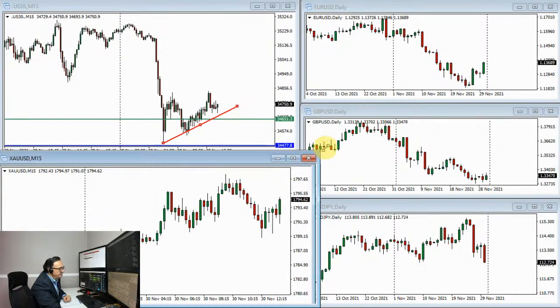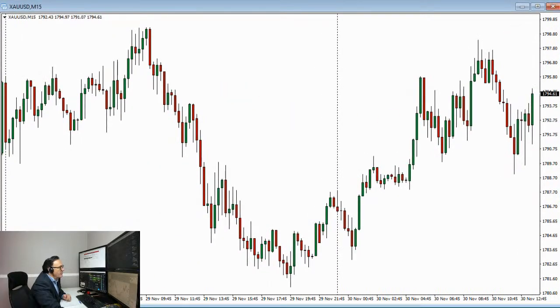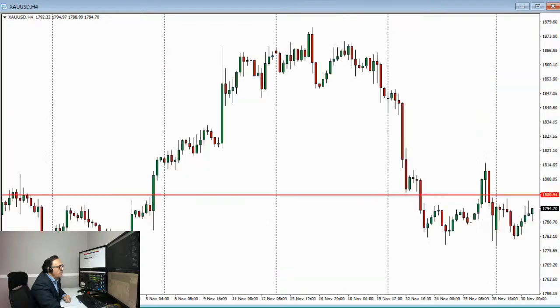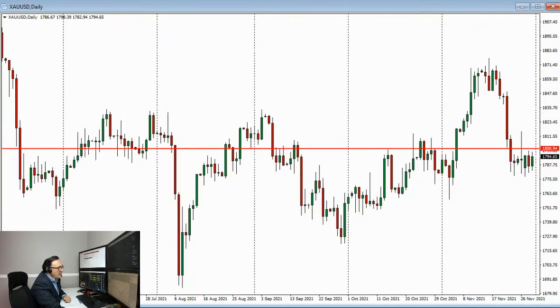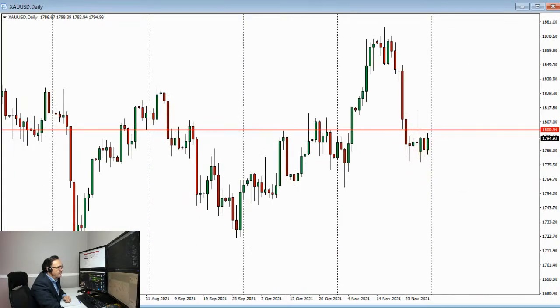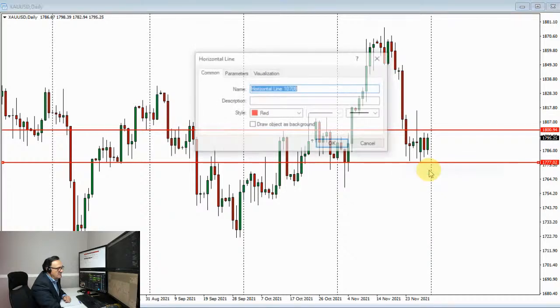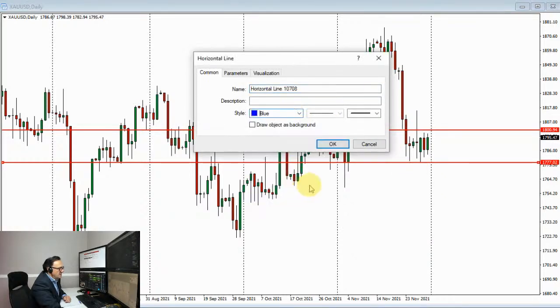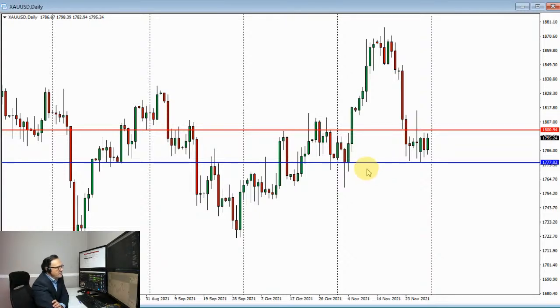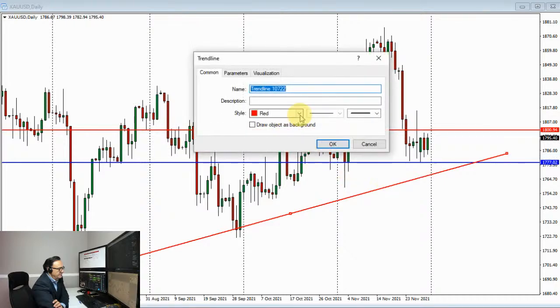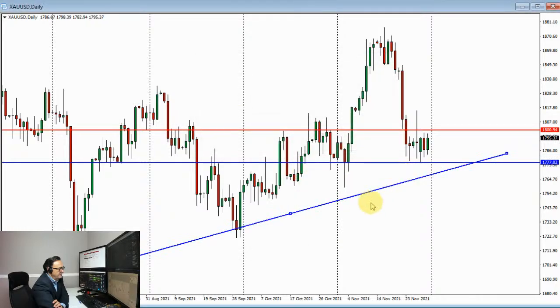Again, gold. Gold is basing here. Fairly decent level of support down here. 1775, 1770 to the downside. I'm also seeing this as a major support here. Couple of levels there of interest.